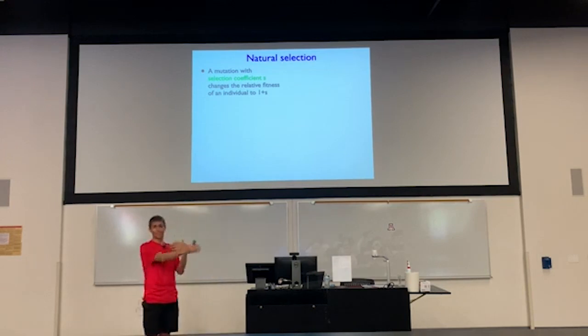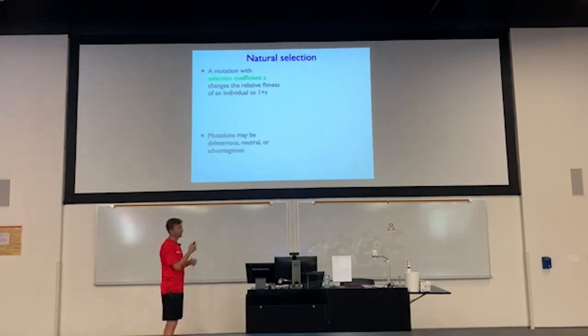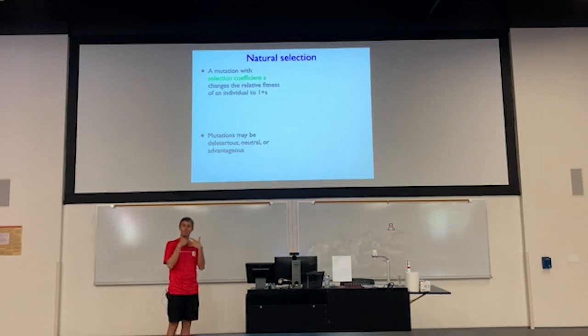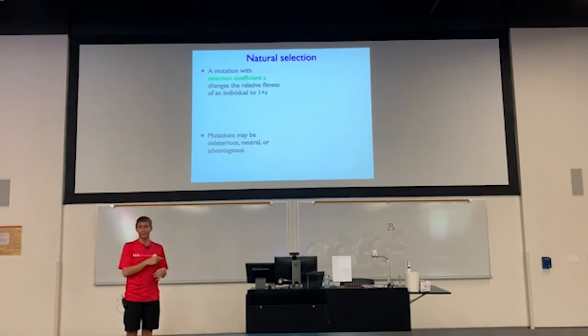Or S could be minus 10%, which means that mutation harms fitness. And individuals who carry that mutation will tend to have fewer offspring. Mutations can be either deleterious, right? They can be bad, they can reduce fitness. Neutral, not have much effect on fitness at all. Or advantageous, right? There are some mutations that are good for us.